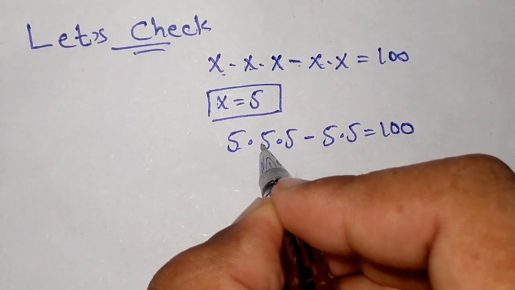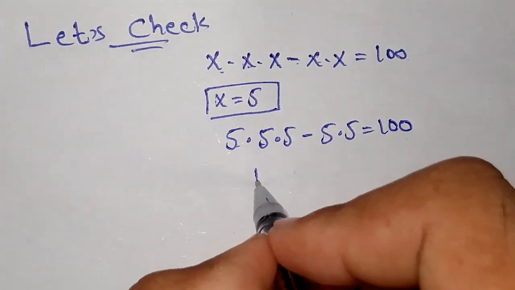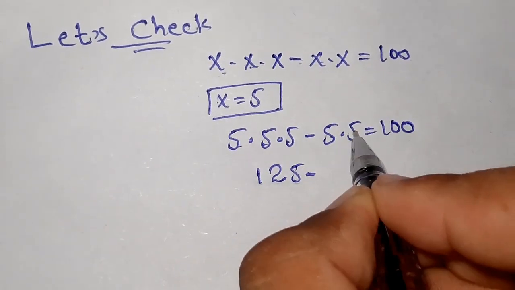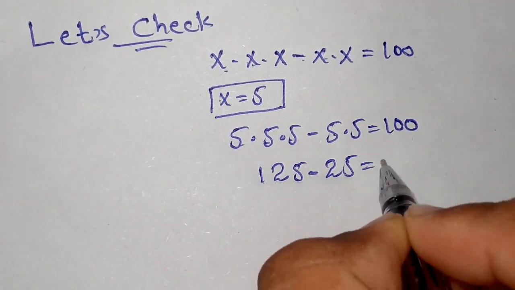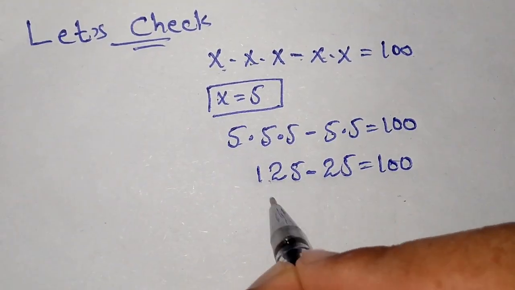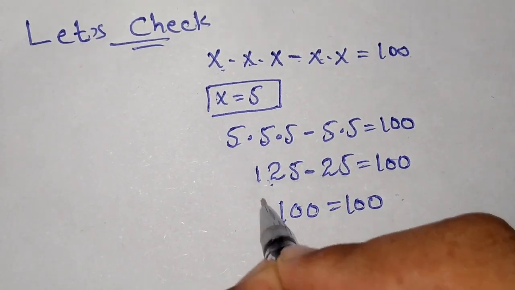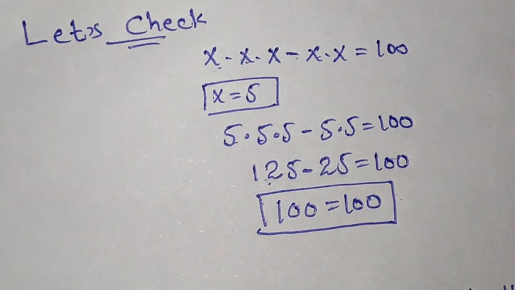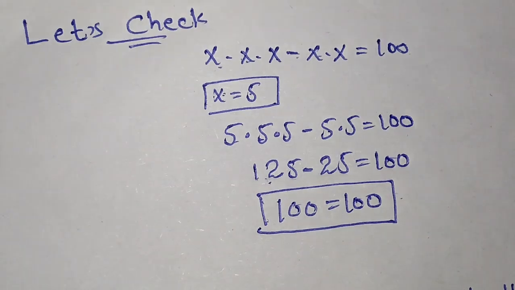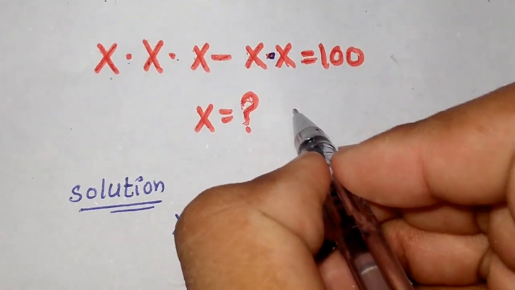So here 5 times 5 is equal to 25, 25 times 5 is equal to 125, minus 5 times 5 is equal to 25, and this is equal to 100. Now 125 minus 25 becomes 100, which is equal to 100. This shows that the left hand side and the right hand side are equal, so the value x is equal to 5 is correct. So here the value of x is 5.